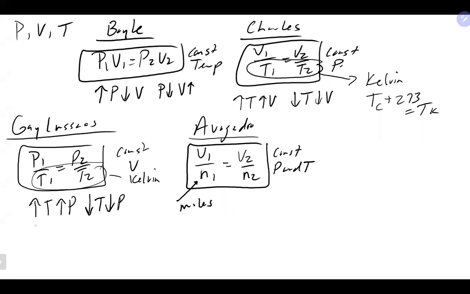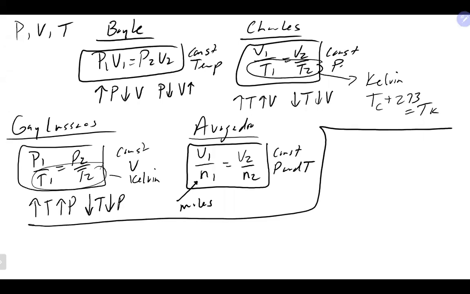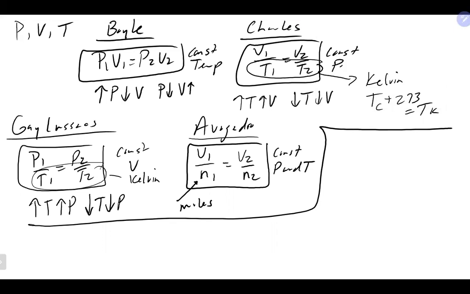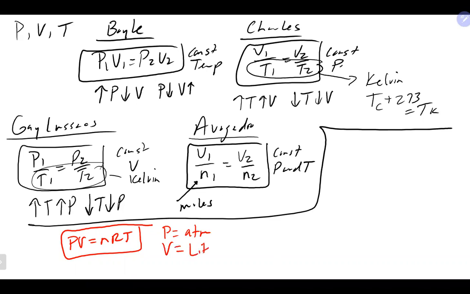Taking all these formulas together gives us the ideal gas law. And the ideal gas law is our PV equals nRT. So this is a little bit different. It is obviously one pressure, one temperature, one volume. It is also the most restrictive in terms of units. Pressure here needs to be in atmospheres. Volume needs to be in liters. N should be in moles. And temperature should be in Kelvin.